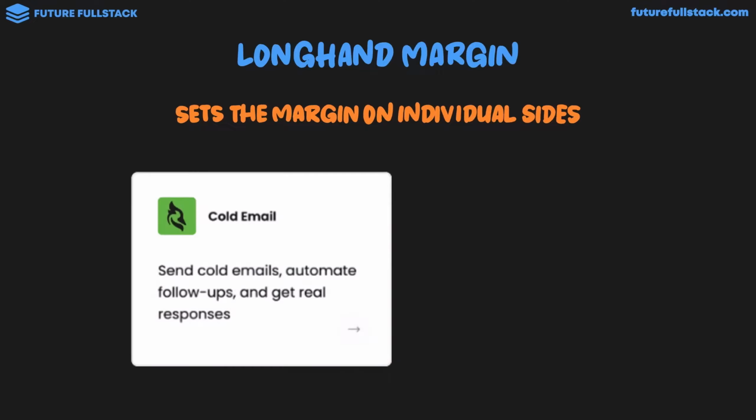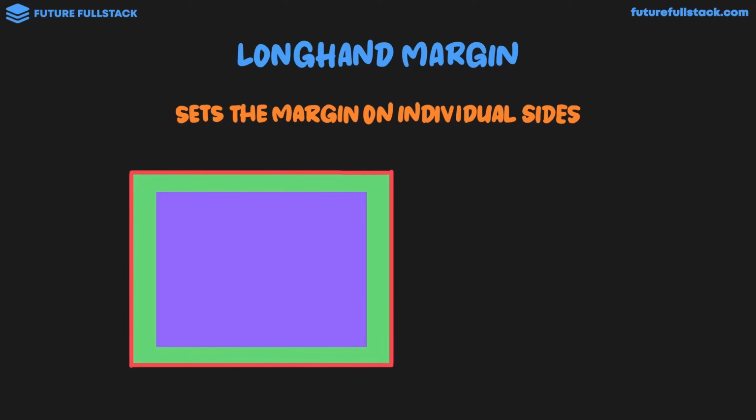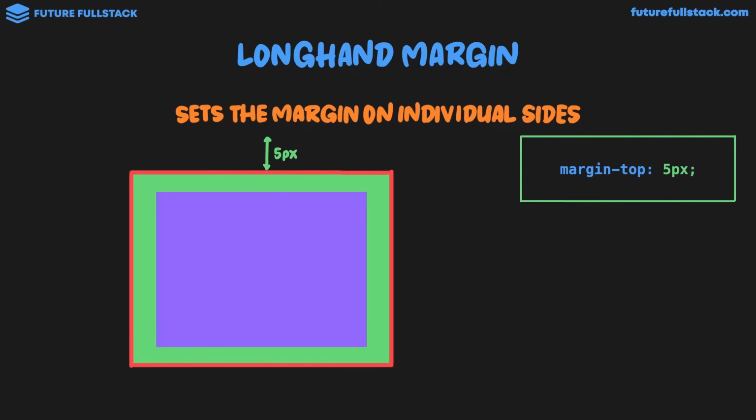So let's take a look at this card to understand longhand margin. The area in purple is the content, the red line is the border, and the green area is the padding. So let's go add some margin to separate this from other elements. We'll start with the top by adding a margin of 5 pixels. In CSS, that would look like this, margin-top: 5px.